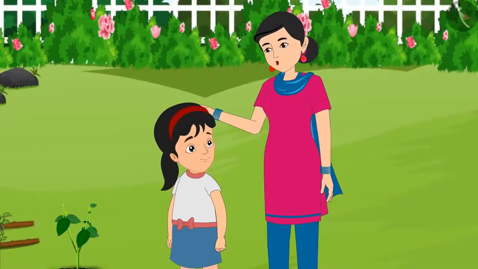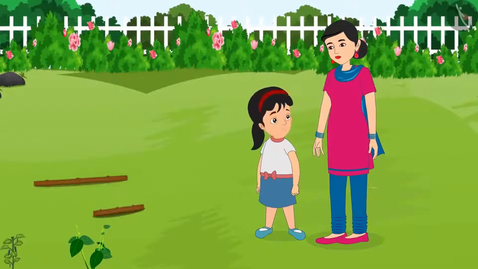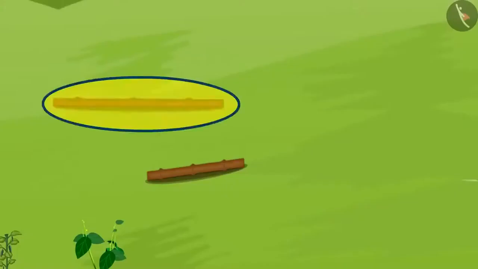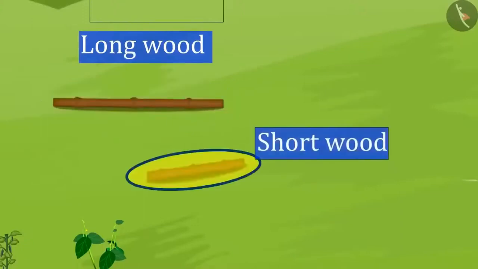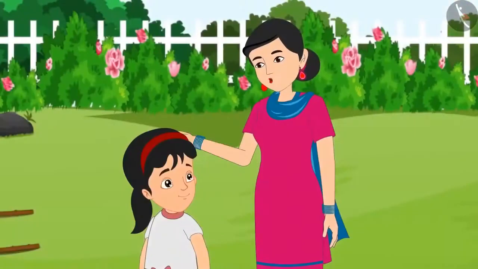Now look around and give me another example of a long object and a short object. Can you do that? Mummy, please look at these two sticks. Out of these, this stick is long and this stick is short, right? Yes, Pinky, very good. Now let's go home.